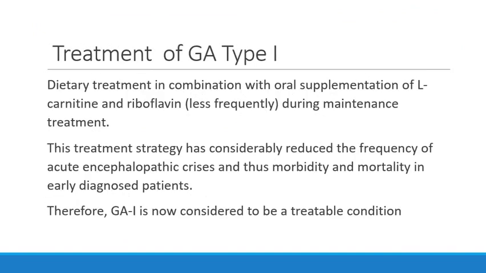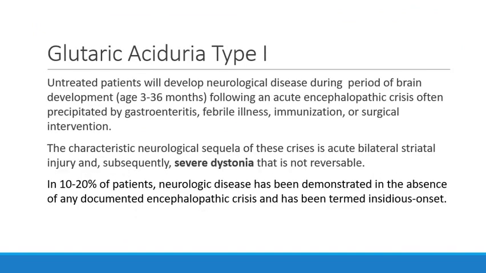The main point I would like to focus on is that we can diagnose and treat our patient before striatal necrosis, before stroke of the basal ganglia. Because as we said, once we have a stroke of the basal ganglia we will have dystonia, and this will result in severe motor handicap and intellectual handicap for the patient.